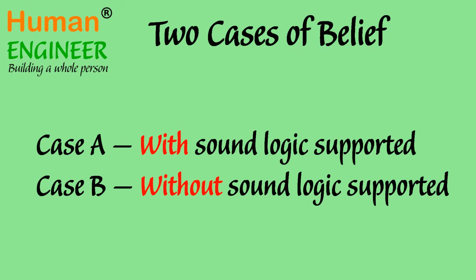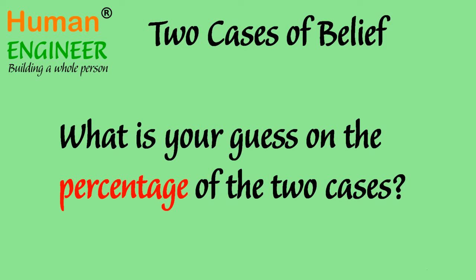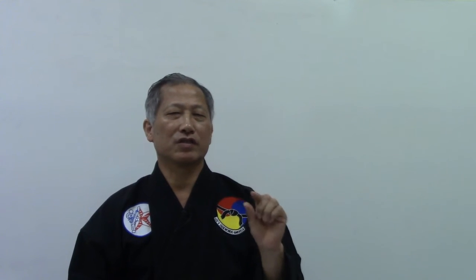However, there are two cases of belief. Case A is supported by sound logic. Case B is without sound logic supporting it. So here's a big question: what is your, or everyone's, percentage of the two cases? How many things we believe have support, and how many things we believe don't have support? Isn't it a very important question to ask? My personal opinion is that a very, very, very low percentage has sound support.